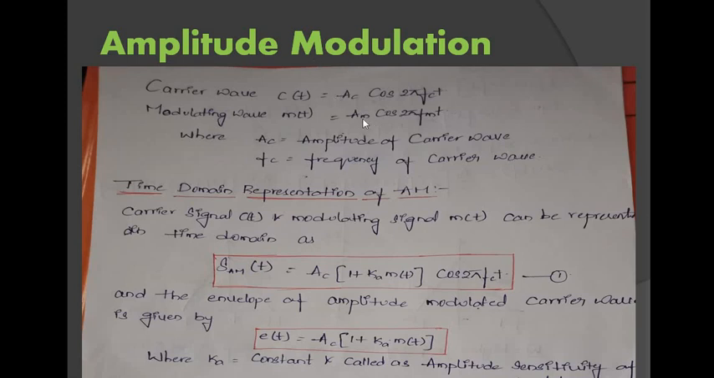Similarly, AM is the amplitude of your message signal, and FM is the frequency of the carrier signal. Now we will see the time domain representation of your AM wave, that is, the amplitude modulated wave. What is meant by time domain? Why do we say time domain and frequency domain?